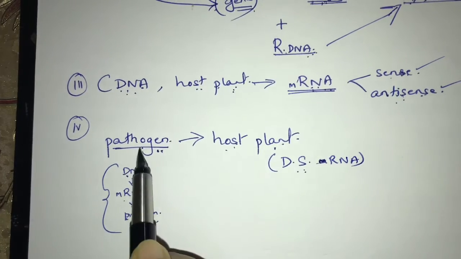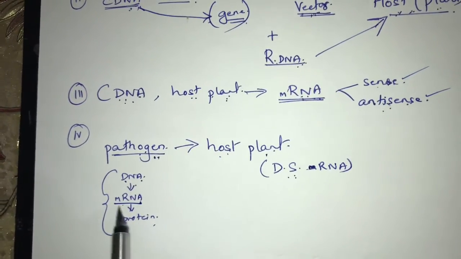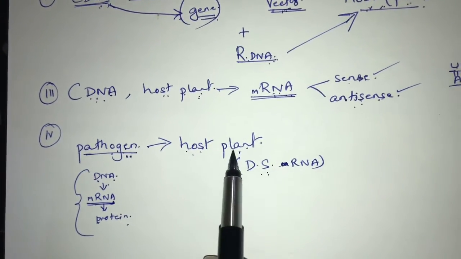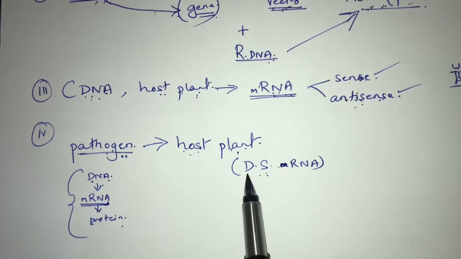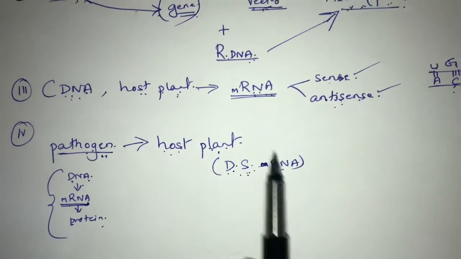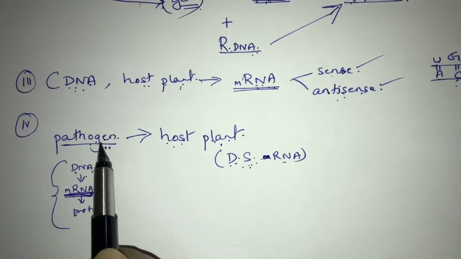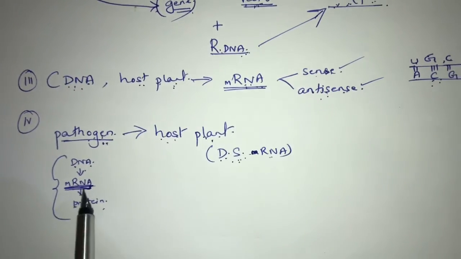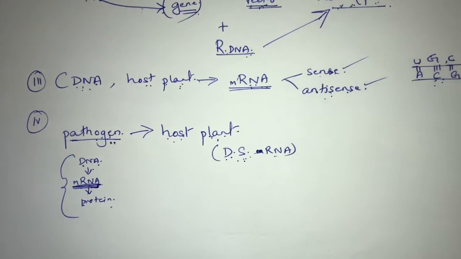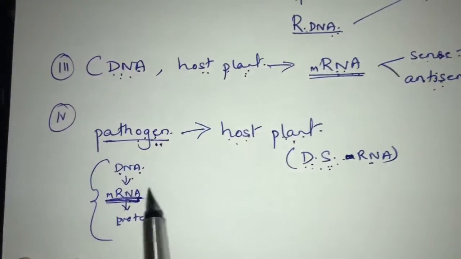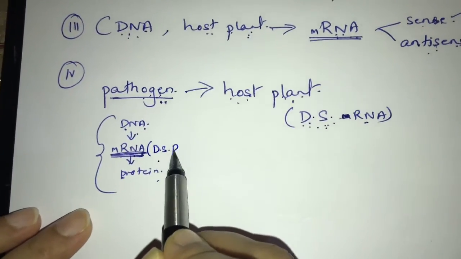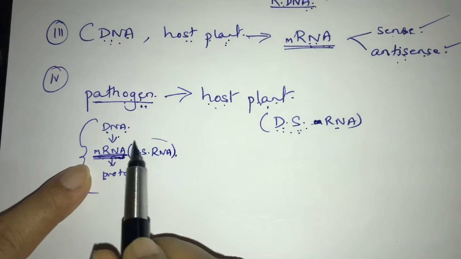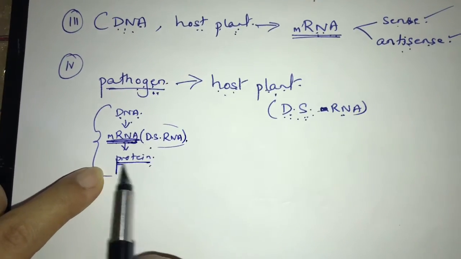it binds to the specific mRNA of the pathogen. When any pathogen comes in contact with the host plant which already has double stranded RNA, this double stranded RNA binds to the mRNA of the pathogen. Now what happens when it binds to the mRNA of the pathogen? It interferes with the translation process. When this double stranded RNA binds to the mRNA of the pathogen, it interferes with the formation of protein.